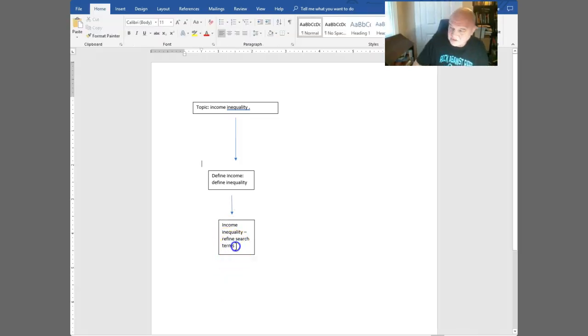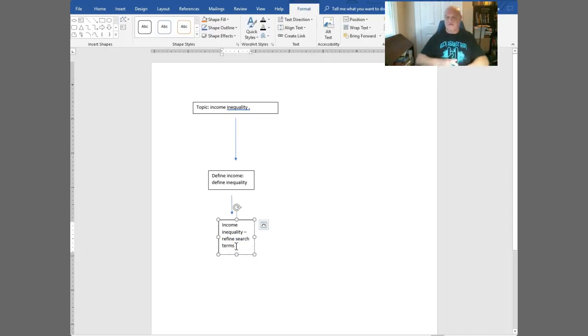And then you're going to narrow your focus. Again, if we talk about income inequality, there are income inequality libraries. Since you're beginning this research process, you're going to go, oh, holy cow, where do I start? Well, narrow down.